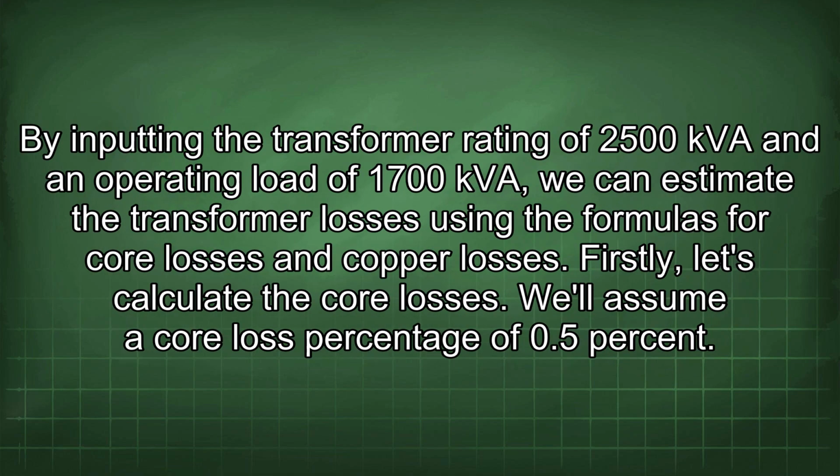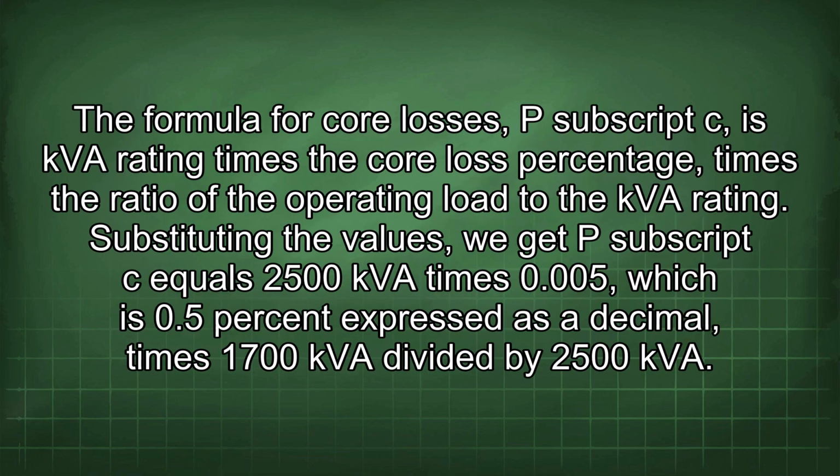By inputting the transformer rating of 2500 kVA and an operating load of 1700 kVA, we can estimate the transformer losses using the formulas for core losses and copper losses. Firstly, let's calculate the core losses. We'll assume a core loss percentage of 0.5%. The formula for core losses, P_C, is kVA rating times the core loss percentage times the ratio of the operating load to the kVA rating.